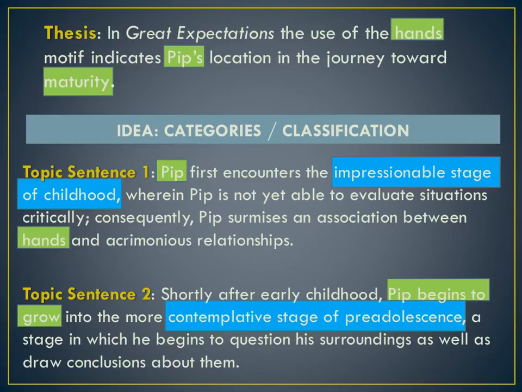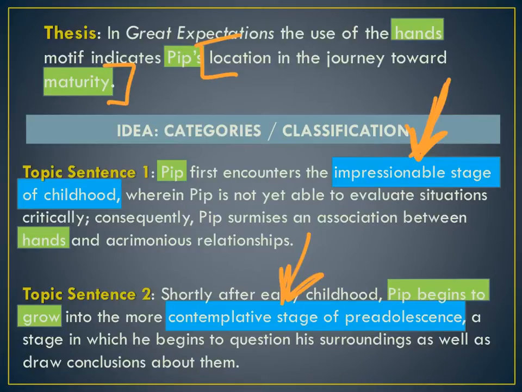So in this model, these are very effective topic sentences. In the end, what this writer has done is they have classified or categorized this language here from the thesis statement, the location and the journey toward maturity. And they've broken it down into two categories. One category, again, this is the blue language, is this impressionable stage of childhood. That's the first location on the journey toward maturity that I want to discuss. This is what my examples are pointing to. And the second category, we're going to be discussing this next stage, this contemplative stage of pre-adolescence.